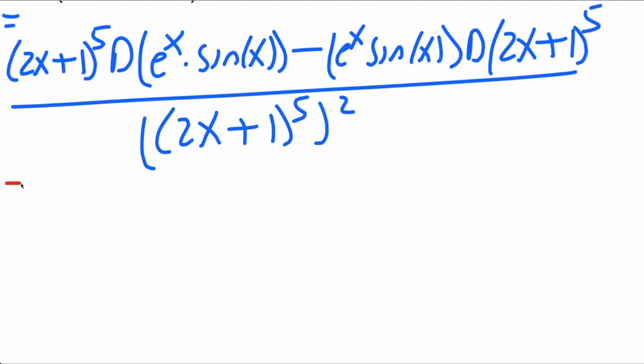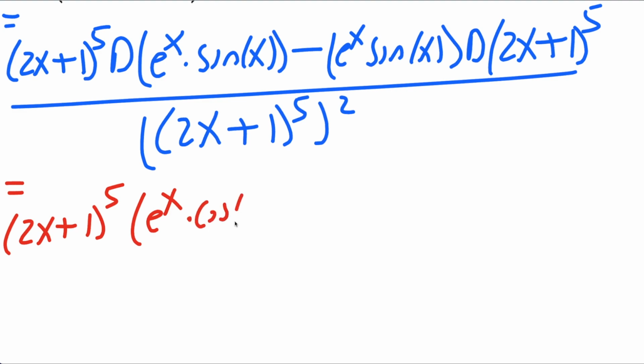So now we need to clean this up. So we're going to keep our (2x + 1) raised to 5 and the derivative of this piece. This involves the product rule. So 1d2 plus 2d1. So 1 meaning the first term, e raised to x, d2, the derivative of sine x would give us cosine x, plus 2, so sine x, and the derivative of the first term, e raised to x. The derivative of e raised to x is still e raised to x, close parentheses, minus, now we have to do this piece.